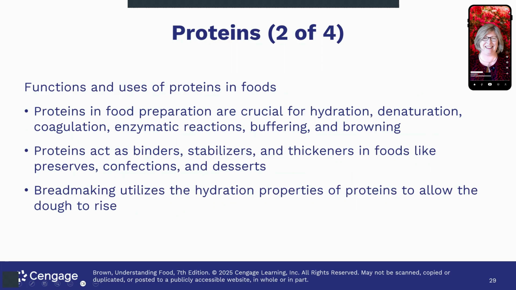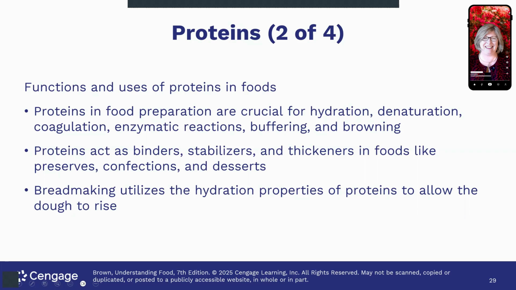The functions and uses of proteins in foods. We use proteins in food preparation. Again, there's several lectures that talk about this, but we use proteins for hydration, denaturation, coagulation, enzymatic reactions, buffering, and browning. But we will cover that extensively in the meats section. Proteins can act as binders, stabilizers, and thickeners. And also in bread making, we use proteins for the hydration needed to allow the dough to rise.